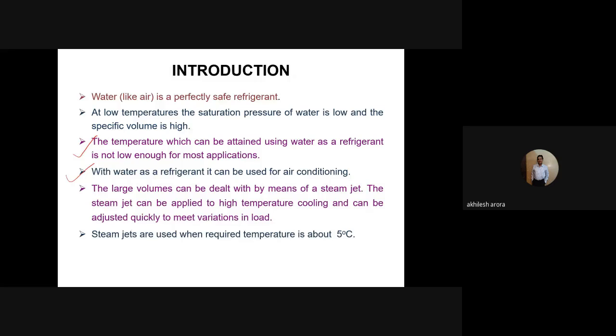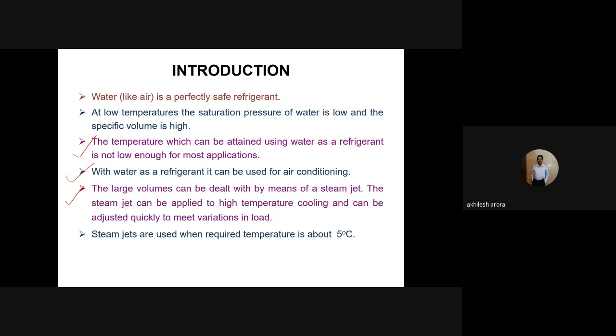So naturally, you cannot go for refrigeration purpose, because in case of refrigeration, you will have to operate the system below 0 degrees Celsius, whereas in case of air conditioning, even if the water is available at around 5 or 7 degrees Celsius, it can be used for conditioning the air or reducing its temperature. The large volumes can be dealt with by means of a steam jet. Once again, I will talk about it later on. The steam jet can be applied to high temperature cooling and can be adjusted quickly to meet variations in load.